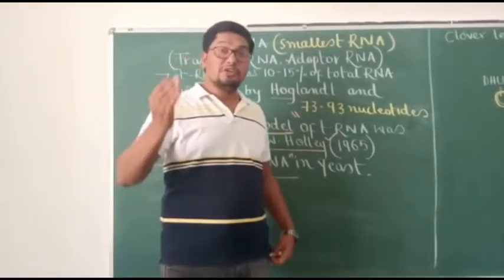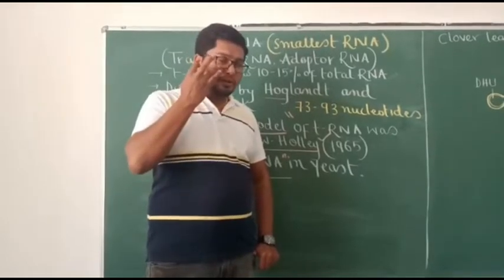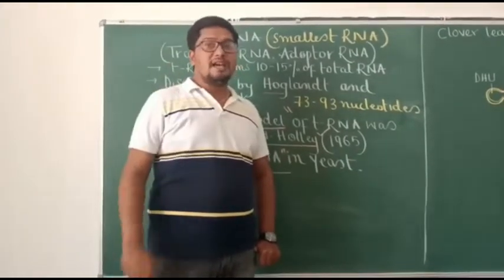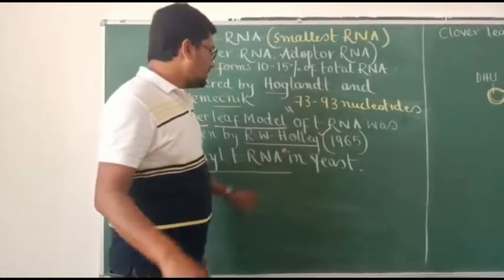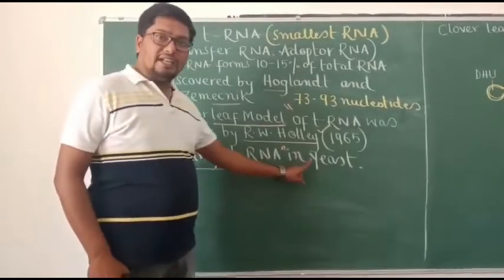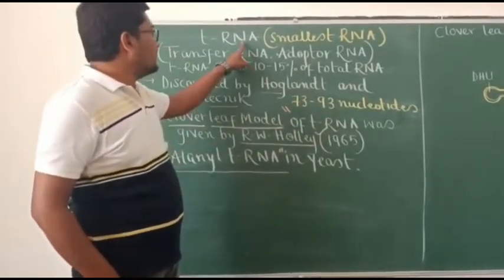Means there are 20 different amino acids required for protein synthesis. To transfer the 20 different amino acids, 20 different tRNAs are present. So Robert Holley explained the structure of alanine tRNA in yeast. So these are the basic information related to tRNA.